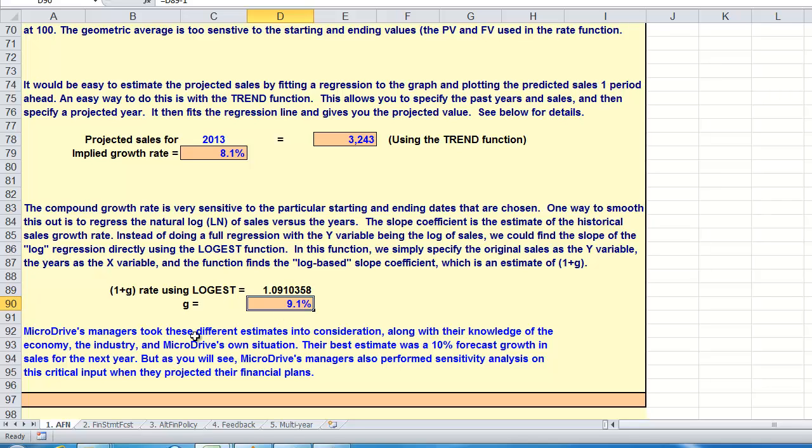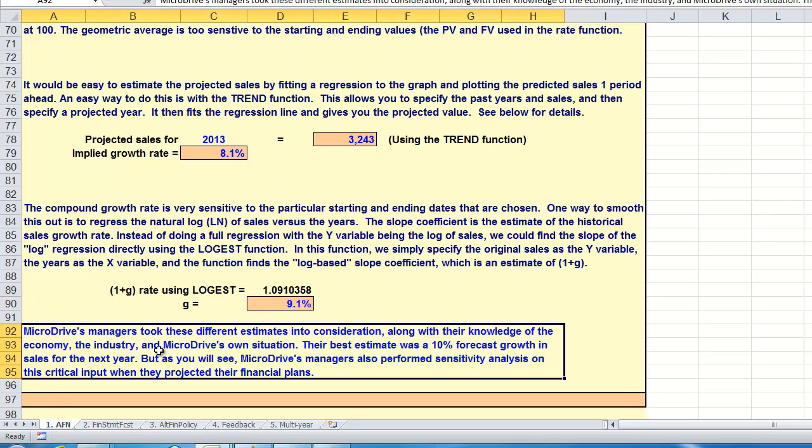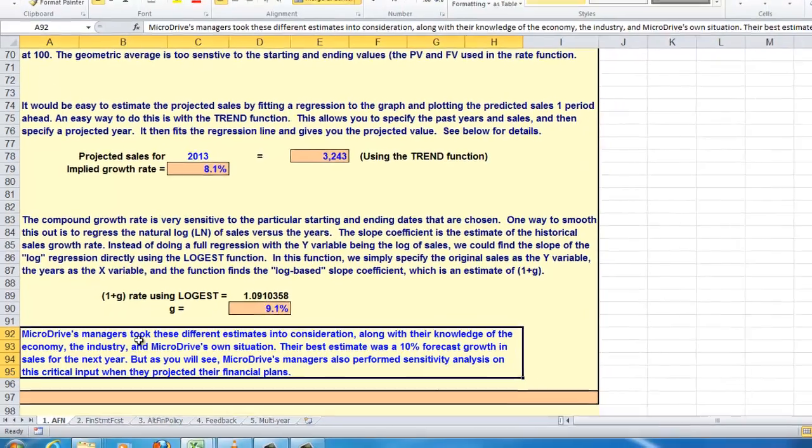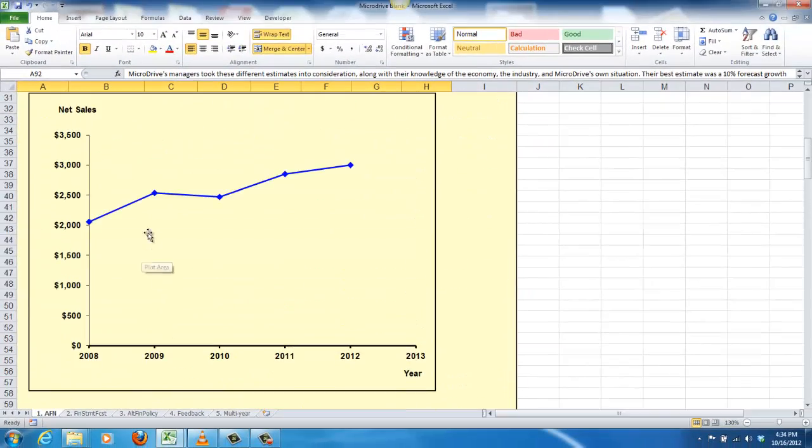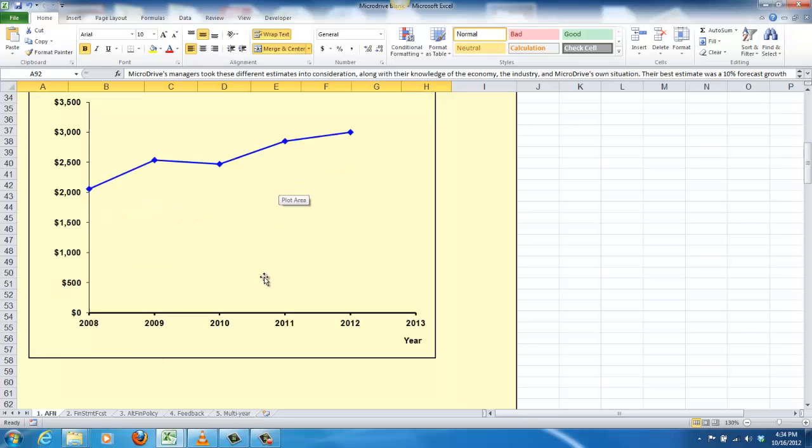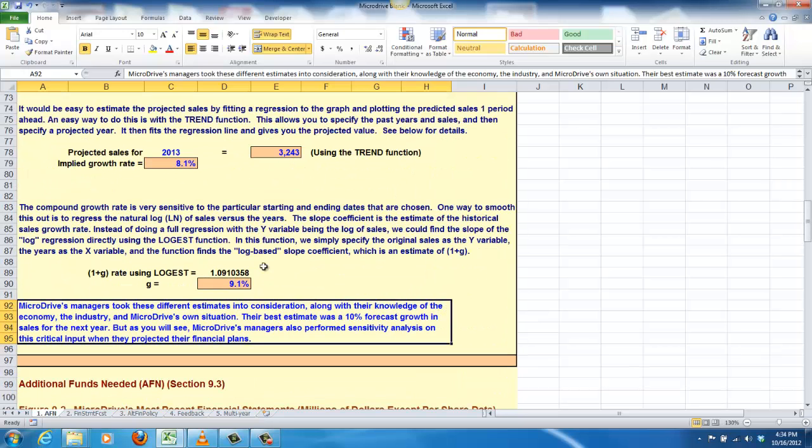Now I want to stop here because they make an important note down here about what they do with these estimates. These are all based on historic growth. It's not necessarily appropriate to use just historic growth in calculating the next year's growth or the growth for several years in the future, because things change in the environment. To give you two examples, Apple has had extremely high growth over the past few years. Whether or not that can be continued is questionable. Certainly the market's been questioning it lately.